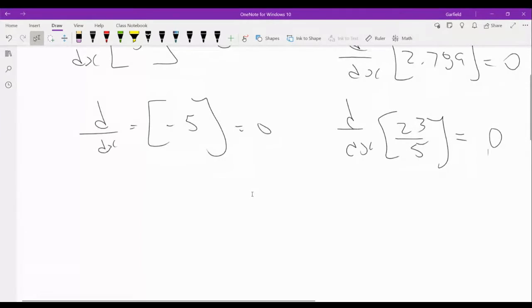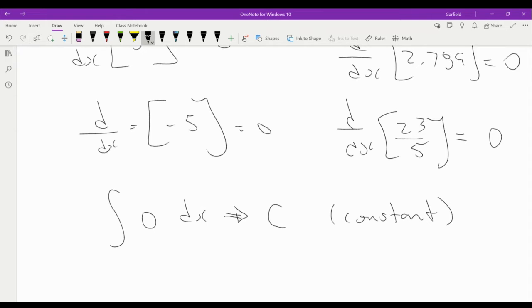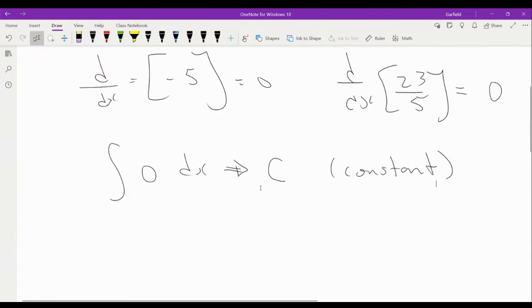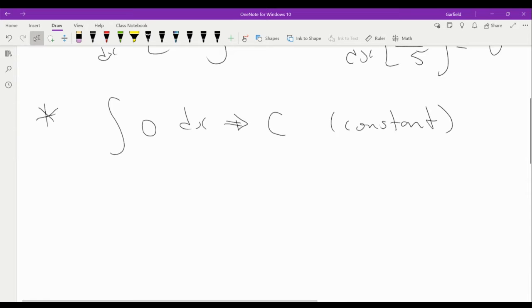It stands to reason then that if we take the integration of 0, what are we going to get? If you go backwards, we're going to get a constant. We just don't know what the constant is. So when we take the integration of 0, we get a constant. It is a C. We use the letter C to represent that constant. So that's one of the first fundamental rules of integration.